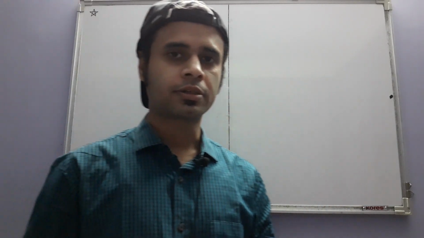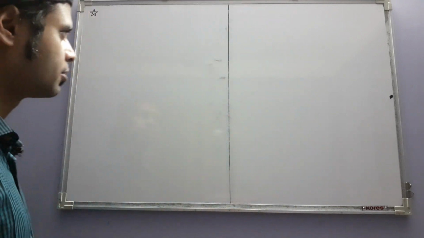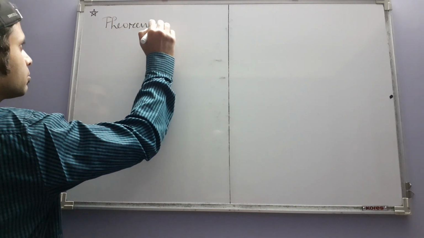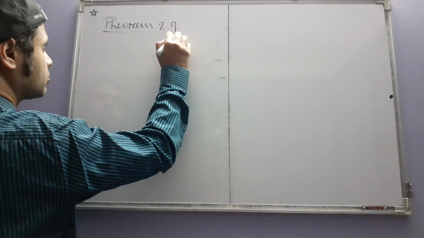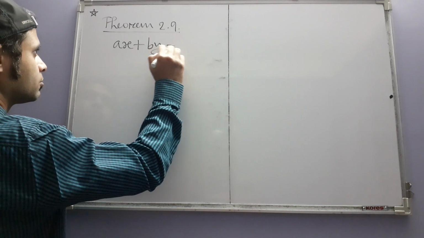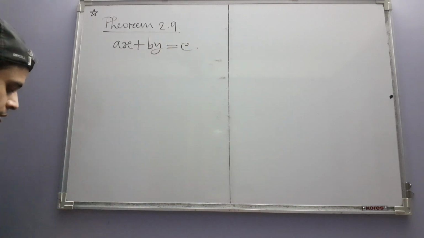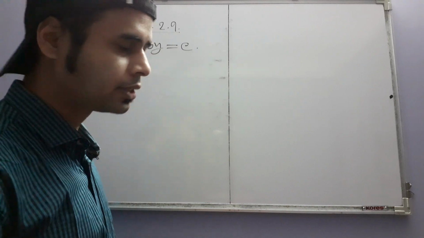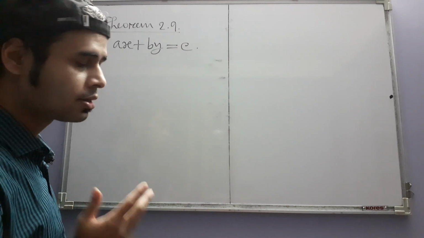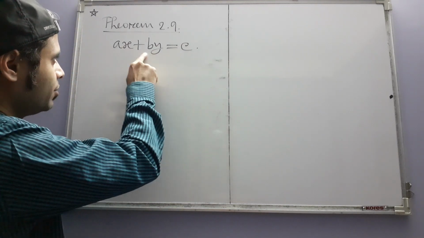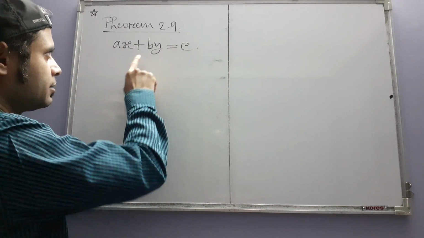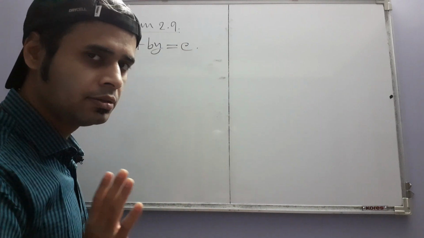Okay, so let us start the video by recalling Theorem 2.9, which is about this Diophantine equation. We already know what a Diophantine equation is, at least in two variables, and which is linear, which looks like this, where a, b and c are integers, x and y are variables, and such that a and b are not simultaneously 0.